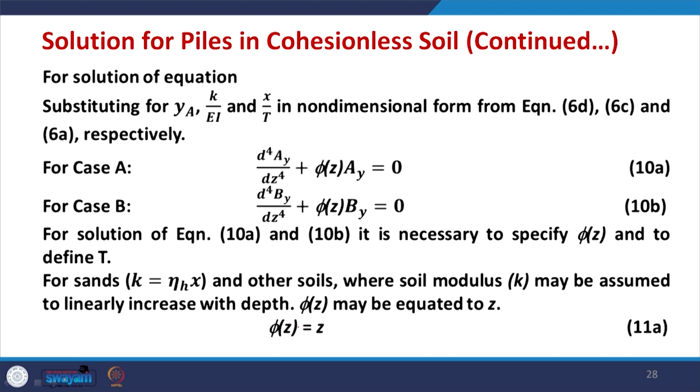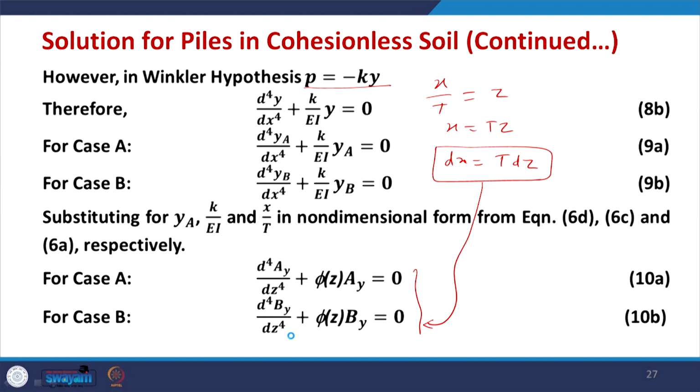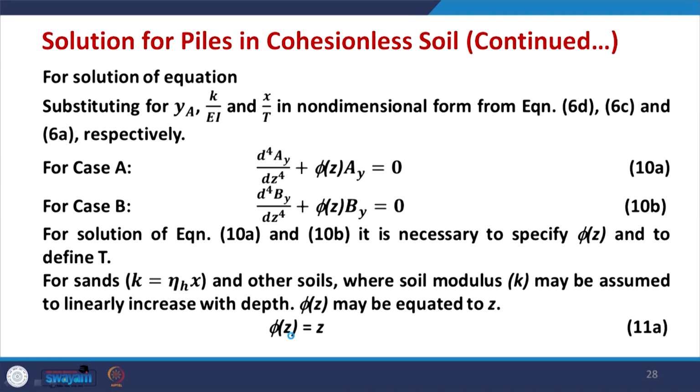So, what is done here for the solution for case A? Equations 10a and 10b are written again here in dimensionless form. For a solution of equations 10a and 10b, it is necessary to specify phi z and to define the value of t. For sands, k equal to eta h into x. This is the case here, and there are other soils where the soil modulus may be varying.